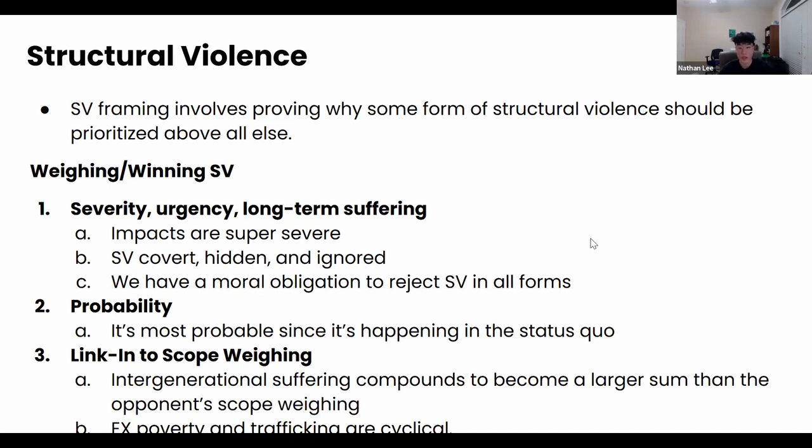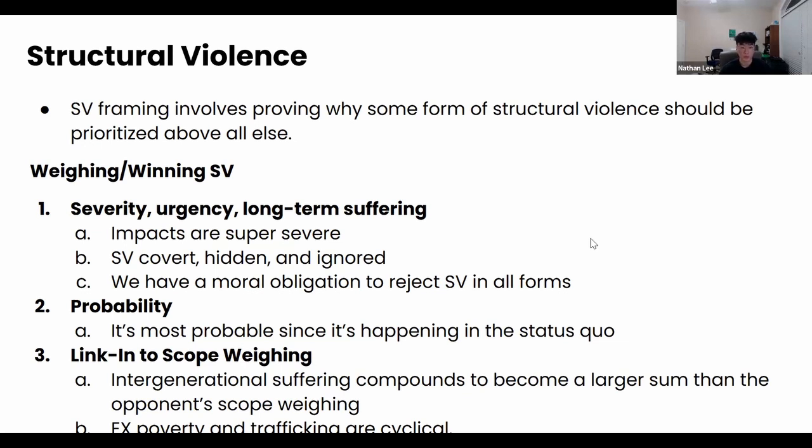Second is probability. It's one of the strongest suits of structural violence. It's one of the few impacts in debate that are actually happening. Minorities are actively being discriminated against. People are actively being trafficked. So if the judge is going to vote on something that they know is going to have an immediate, actual real-world effect, you want to make that argument in terms of probability.